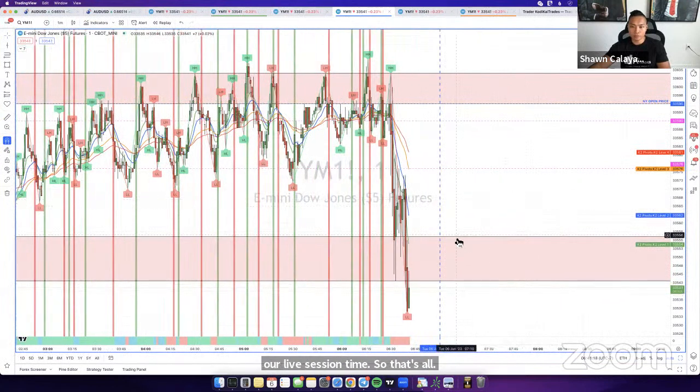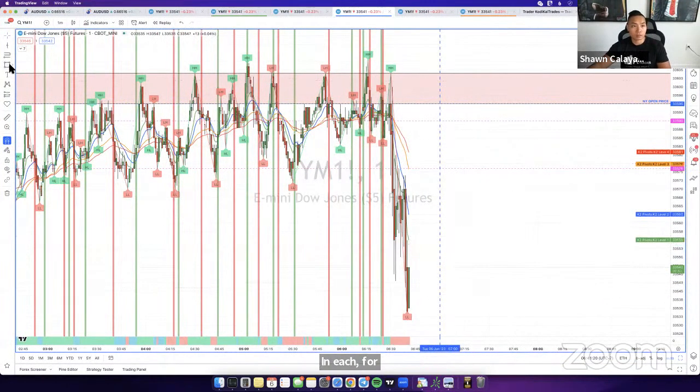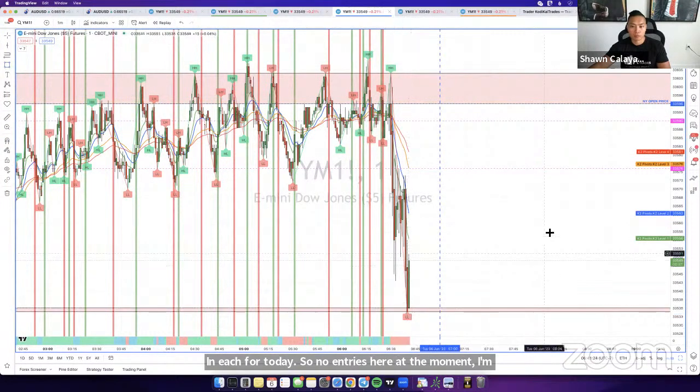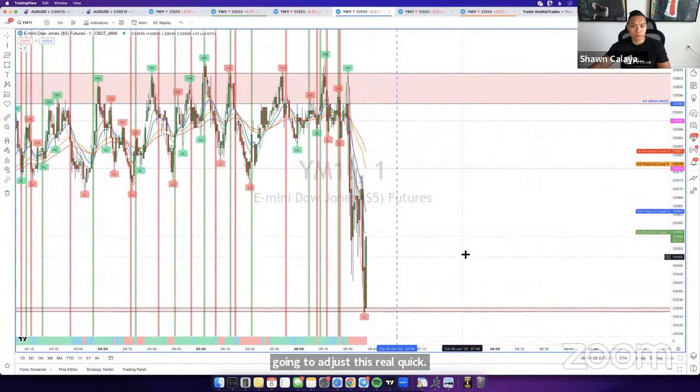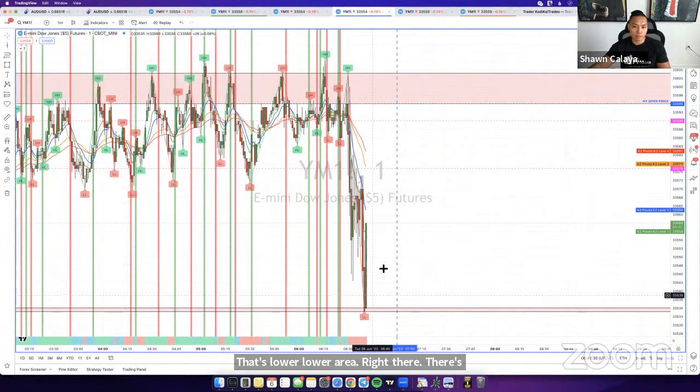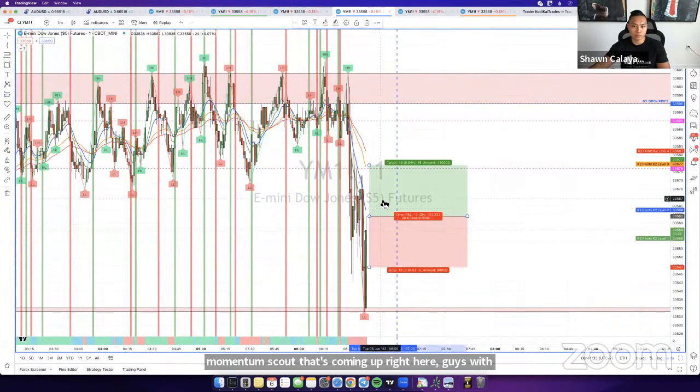Still no entries here at the moment. I'm going to adjust this real quick. So that's the low area right there. There's a high-low momentum scalp that's coming up right here, guys, but this candle is way too big. I'm definitely not going to take that trade, even if it does close.